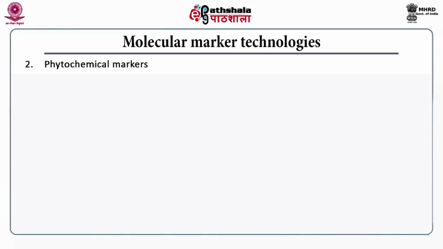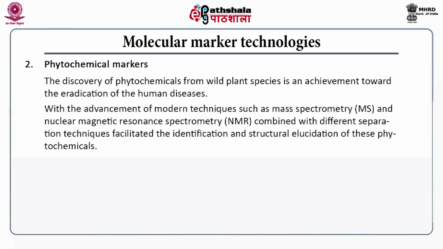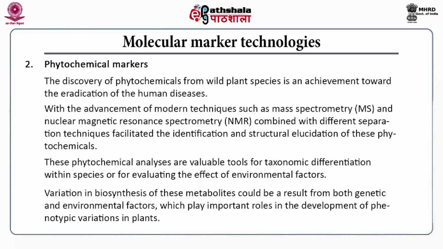Then we have phytochemical markers. The discovery of phytochemicals from wild plant species is a great achievement toward the eradication of human diseases. The advancement of modern techniques such as mass spectrometry and NMR, that is nuclear magnetic resonance spectrometry, combined with different separation techniques, has facilitated the identification and structural elucidation of these pharmaceuticals. These phytochemical analyses are valuable tools for taxonomic differentiation within species or for evaluating the effect of environmental factors. Variation in biosynthesis of these metabolites could result from both genetic and environmental factors, which play important roles in the development of phenotypic variations in plants.